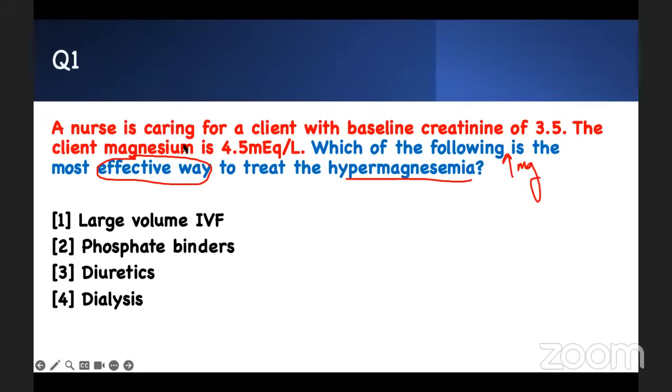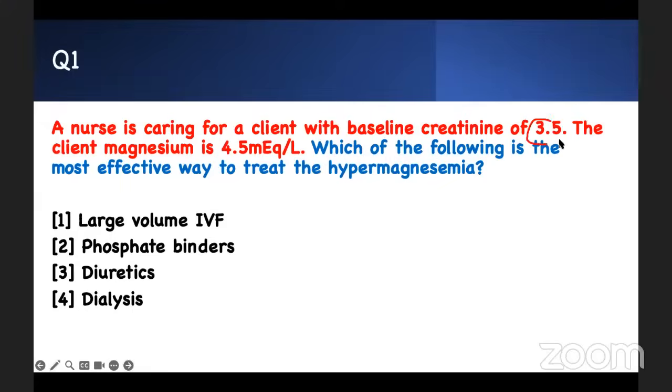But pay attention. A nurse is caring for a client with what? Baseline creatinine of 3.5. How are you going to treat this patient, potassium, magnesium? The magnesium is 4.5. It's too high. How are you going to deal with it? You have to focus on this and forget about that. So focus on the baseline creatinine, right? Like I said, it's a strategy, but it's clinical thinking. You have to think about it.